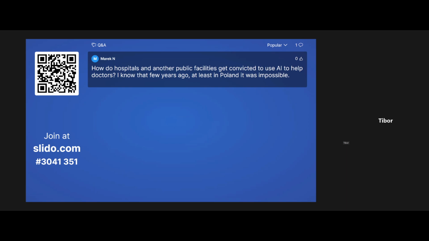Now, how do hospitals and other public facilities get convinced to use AI to help doctors? You know, a few years ago in Epsilon, it was impossible. That's a bit of a complicated question, but usually we have to reach out to the hospitals and have connections within these hospitals or universities. These are usually university hospitals that we reach out to that actually have PhD students working on difficult problems.